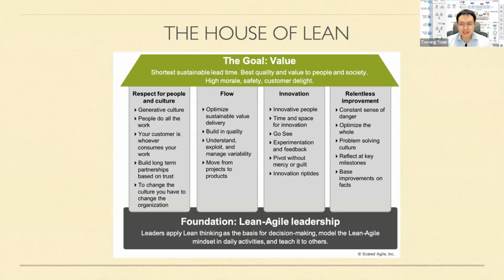And lastly is relentless improvement. So what is relentless improvement? In Japanese it is called Kaizen, continuous improvement. What is the difference between relentless improvement and continuous improvement?